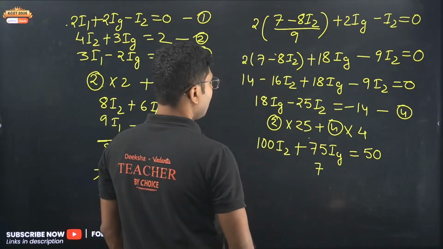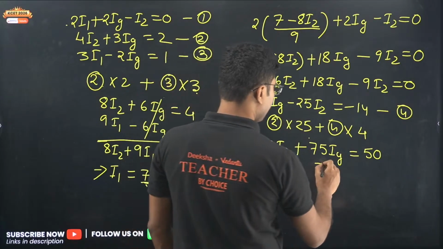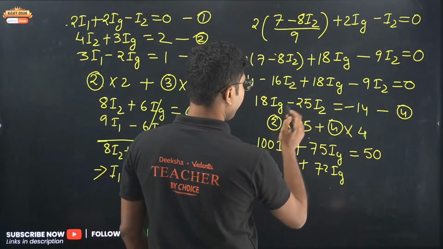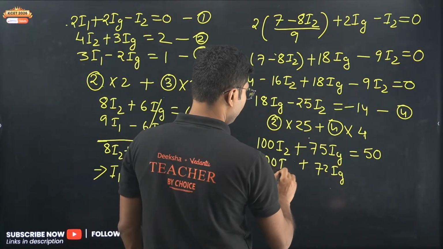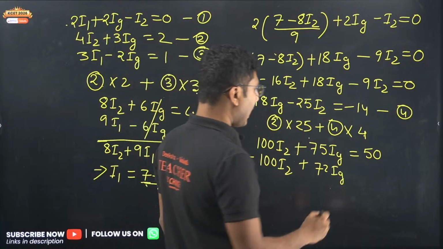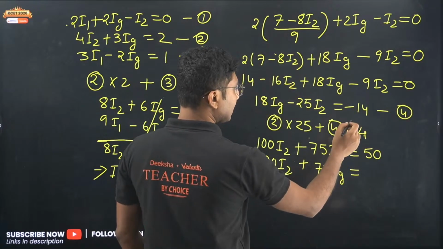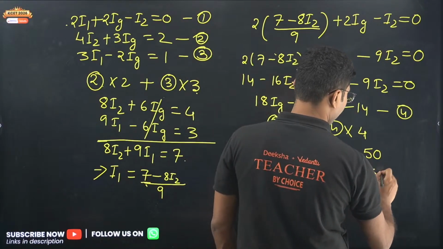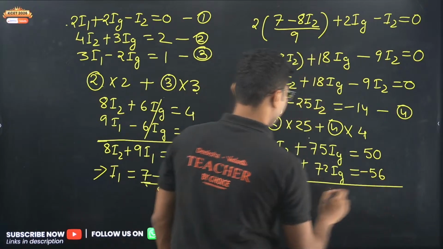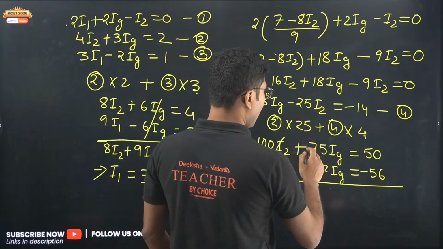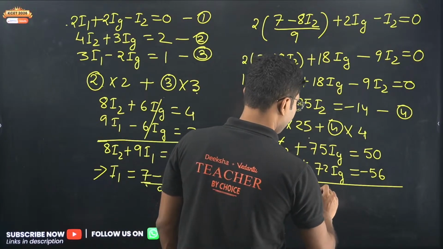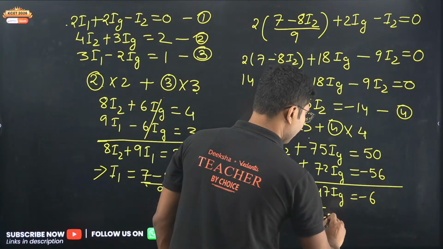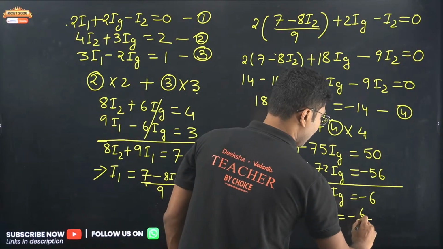And here we have 4 into 18 is 72 IG, plus 4 into 25 is minus 100 I2. We just rearrange it, and that equals 4 into minus 14, that is minus 56, plus 50 is minus 6. So this cancels and you get 147 IG equals minus 6, or IG equals minus 6 by 147.